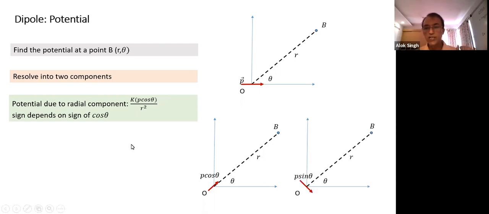Similarly, we take the perpendicular component, this is p sin theta. In this case also, where is the point lying? The point is lying on the equatorial axis. What is the potential on the equatorial plane? Potential is 0. So this will create 0 potential. What is the resultant potential? Only this becomes the resultant potential. So if I take a point B, lying neither on the axis nor on the equatorial axis, but at distance r from the center, with angle theta, the potential at that point will be equal to k p cos theta by r square.